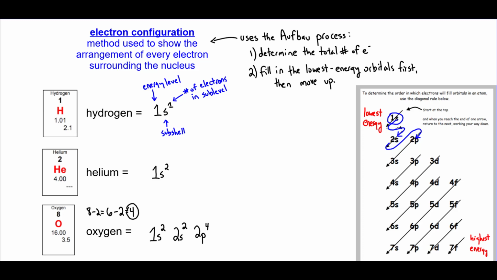Now an important thing to note at this point is if you add up all the superscripts, 2 plus 2 plus 4, you're going to get the same number of electrons that were in the atom that we started with. It's a good way to check and see if you've done things properly. Now get all this into your notes and then let's move on.